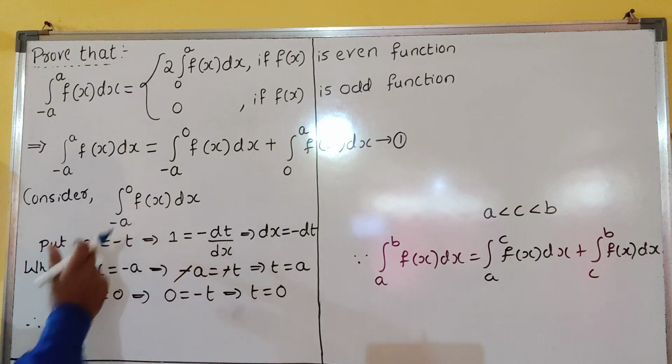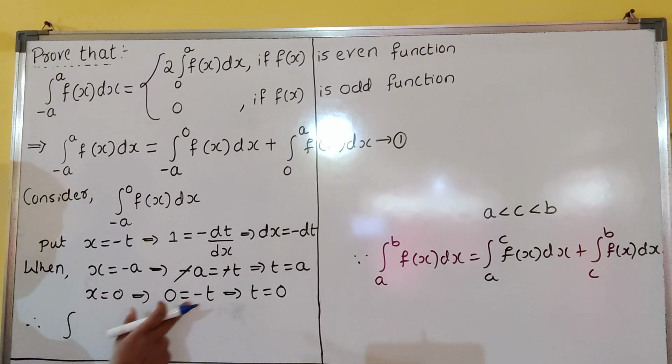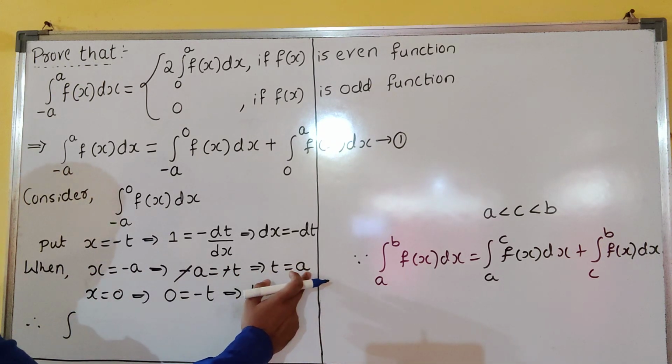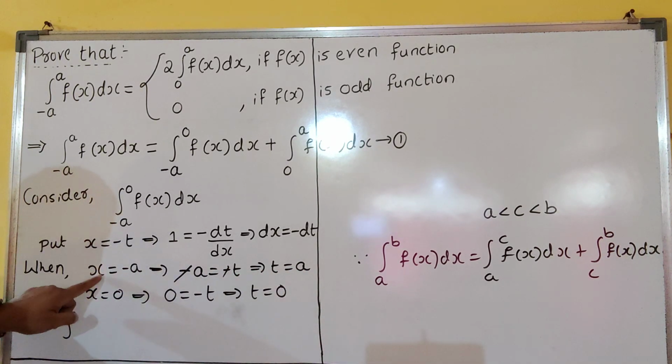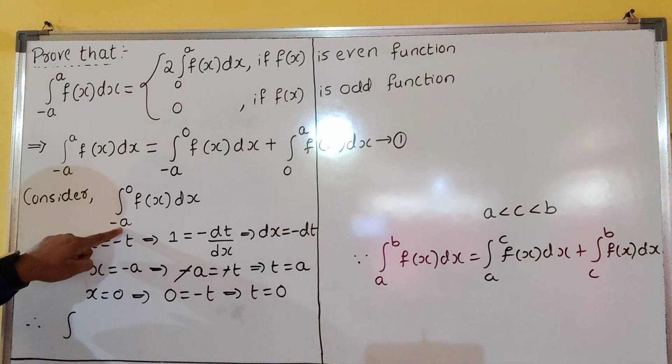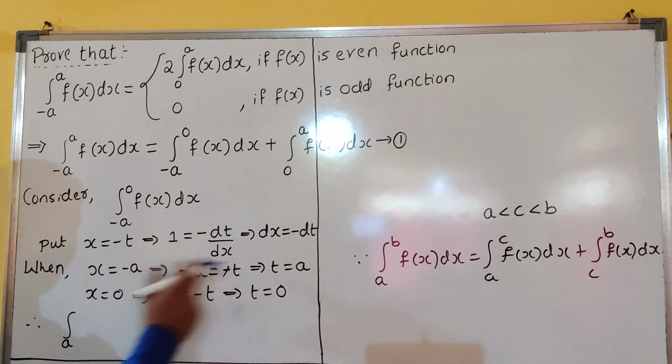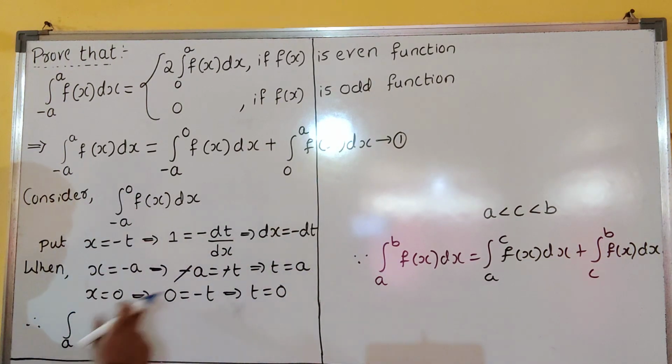Therefore, minus a has become what now? Minus a. Can you see here? x is equal to minus a, so t has become what? T is equal to a, or not? x is equal to minus a, you put it in this. How much has it become? A. Minus a will become a. 0 has become 0 only.